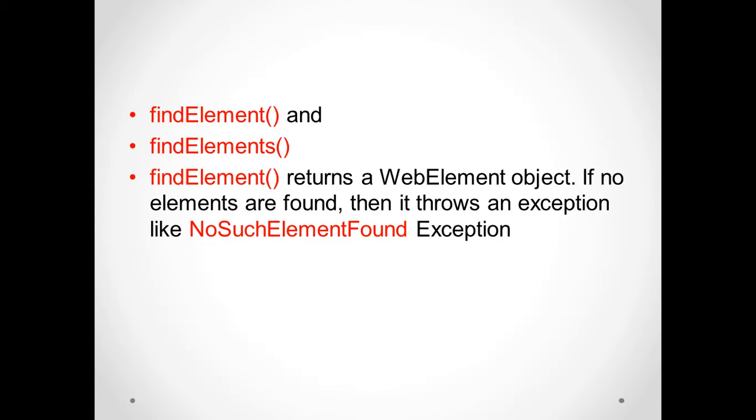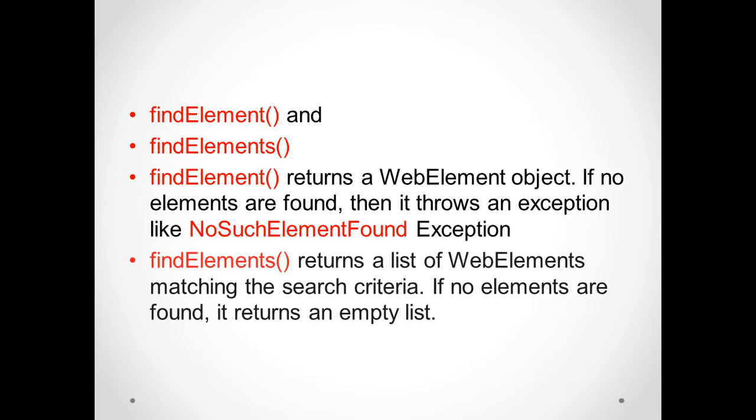Find element: if the element is there, by using this we can find the element. It will return a web element object. If no element is found, then it throws an exception like NoSuchElementException. Find elements: suppose I want to take all the elements under a drop down. At that time I can use the find elements method. It will return a list of web elements matching the search criteria. If there are no elements under the drop down, it will return an empty list.